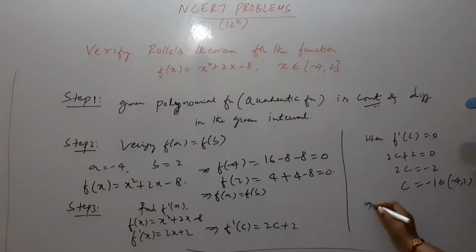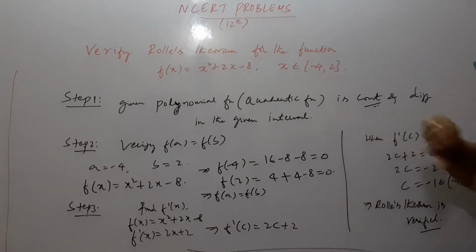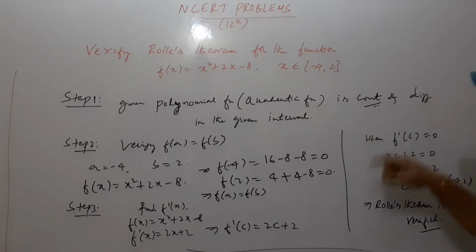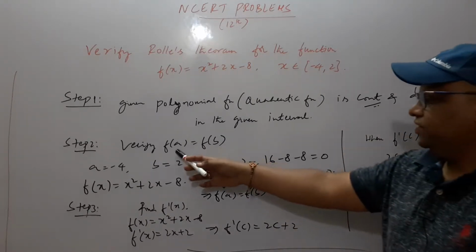So this implies Rolle's theorem is valid or verified, whatever you can write. Rolle's theorem is valid or verified. This will normally be a 3-mark question in your board exams. Please make a note of it. So what is step 1? The given polynomial function, which is a quadratic function, is continuous and differentiable in the given domain, in the given interval. Also, step 2, verify f of a is equal to f of b.